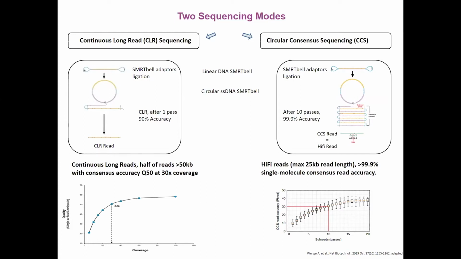That was due to the polymerase being capable of holding the single-stranded circular DNA much better and passing around. Because it has strand displacing activity, it can synthesize a concatemer that is then deconvoluted in silico. After more than 10 passes around, we can achieve an accuracy of 99.9%. That is a really very important achievement in long read sequencing. And these reads are called HiFi reads.